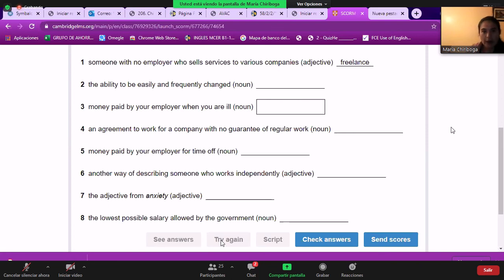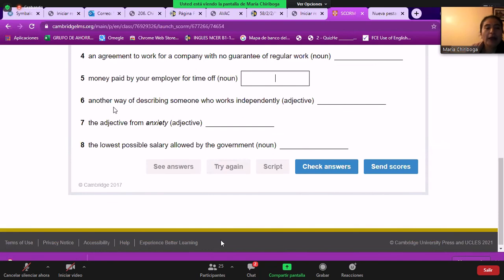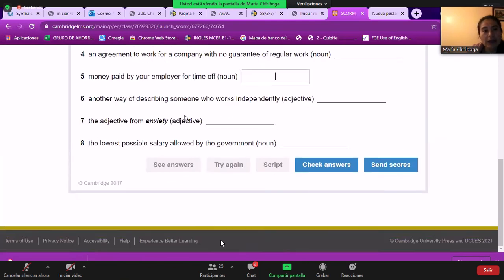No? Number four, an agreement to work for a company with no warranty of regular work. Okay, number five, money paid by your employer for time off. Okay, no problem, guys. This was difficult. Another way of describing someone who works independently. Another way, it may be this one, but let's see. Another way of describing someone who works independently.